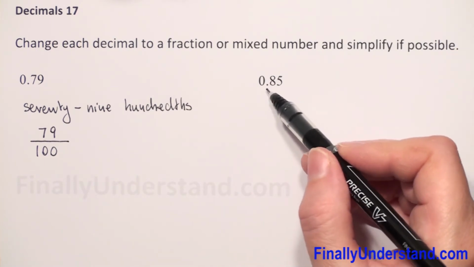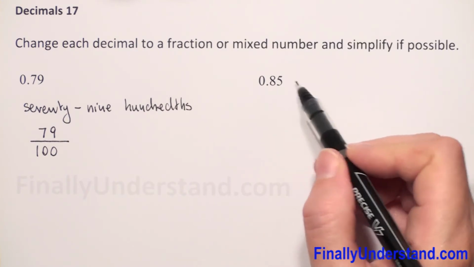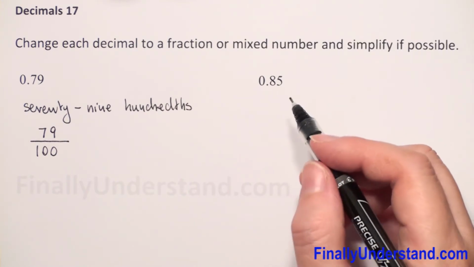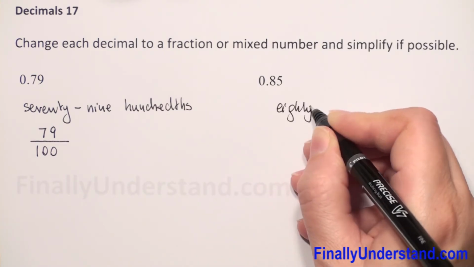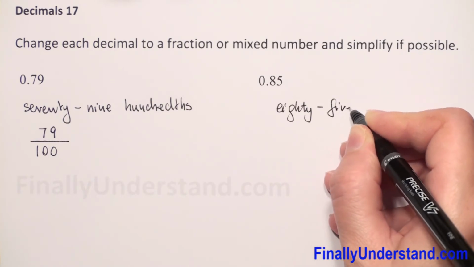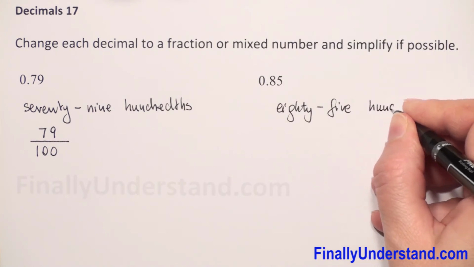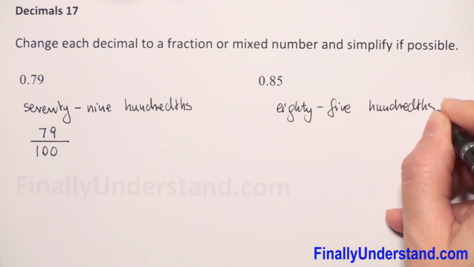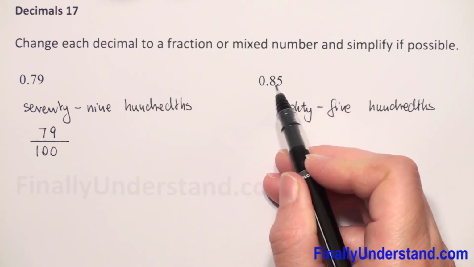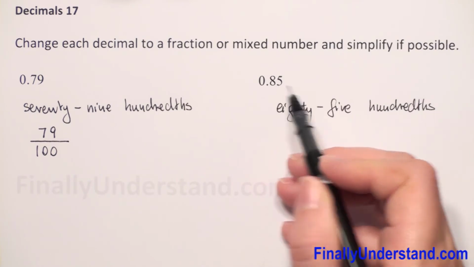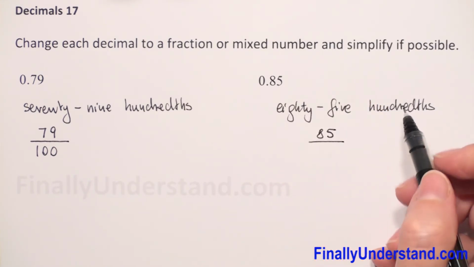Next example, we have 0.85. So first step is always to read this decimal number. We have 85 hundredths. So again, whatever we have after our decimal point, we have to write in our numerator, and our denominator is 100.